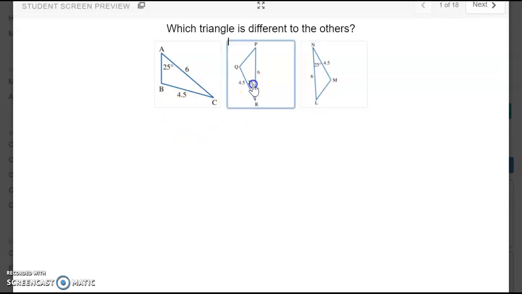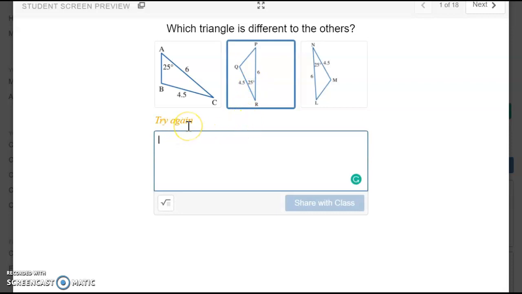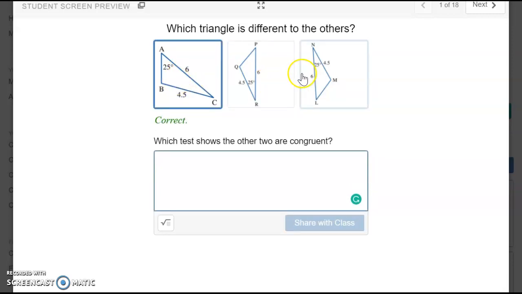If I say this is different, I am going to try again. Why is that? Because with 6 and 4.5, the 25 degrees that is congruent should be the included angle. So we're looking for the included angle. In this case, the 25 degrees is not between 6 and 4.5, so this is actually the different one. While in the others, the 25 degrees is in between the 2 sides that are congruent.